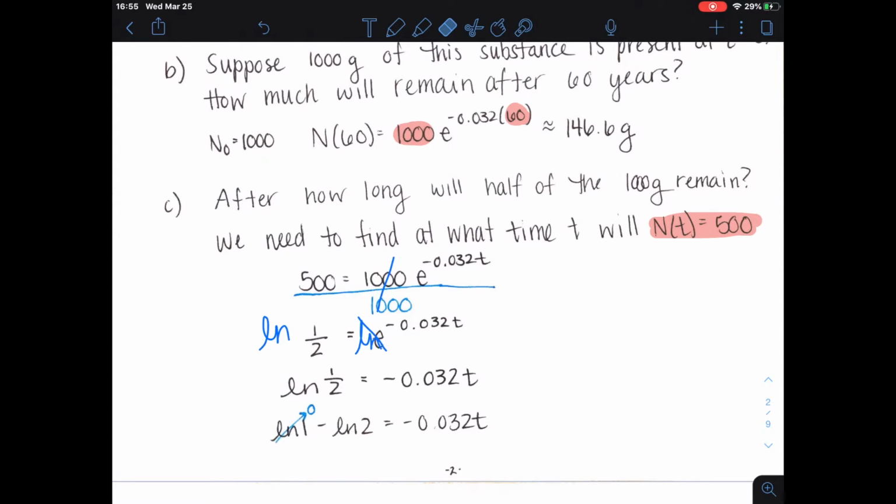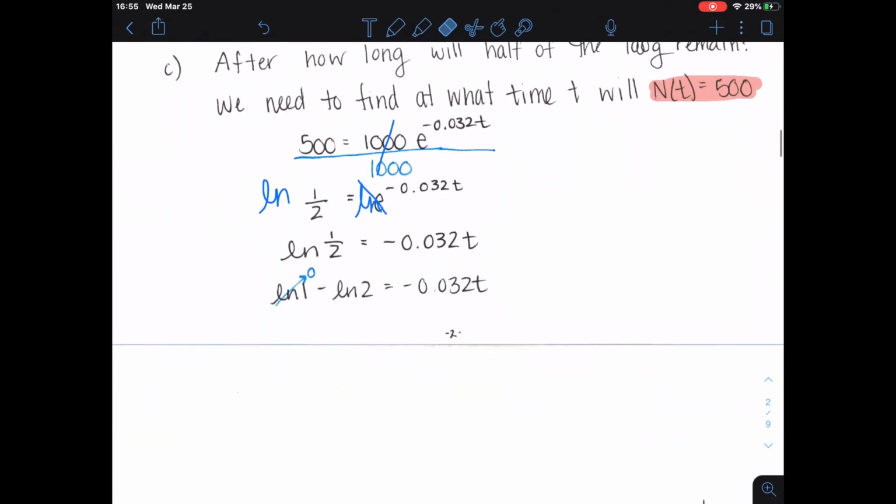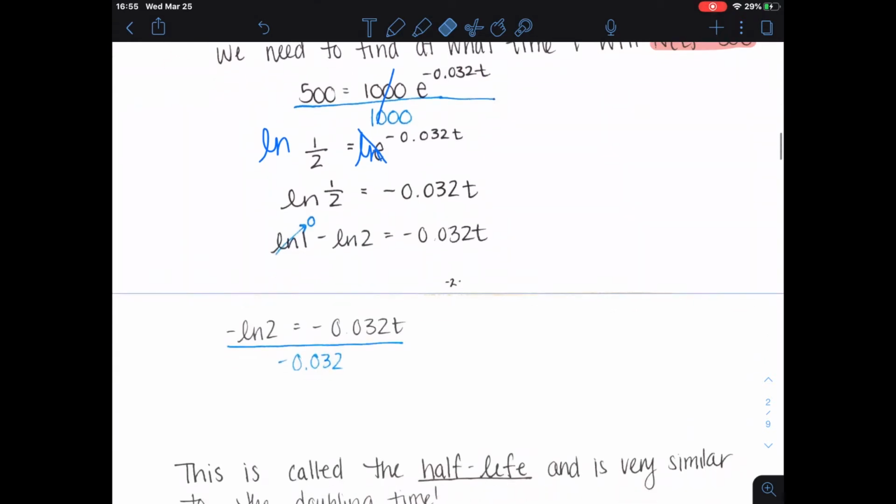And then the natural log of 1 is just 0. So all this ends up being is we want to solve negative ln of 2 is equal to negative 0.032t. So you divide by that, and you get the time is the natural log of 2 over 0.032. So it'll take about 21.7 years.